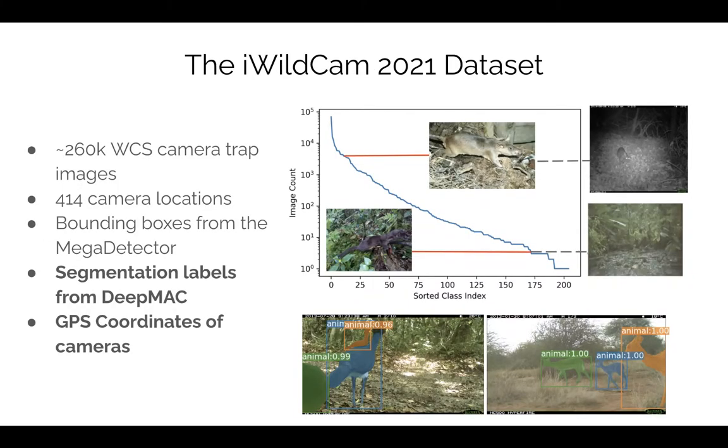The iWildCam 2021 dataset is made up of 260,000 camera trap images provided by the Wildlife Conservation Society. These come from 414 camera locations across the globe. We also provide bounding boxes from our Microsoft AI for Earth megadetector model, as well as segmentation labels from DeepMac, new this year, and GPS coordinates of most of the cameras. There were some cameras that we were not able to provide GPS coordinates for due to privacy reasons.